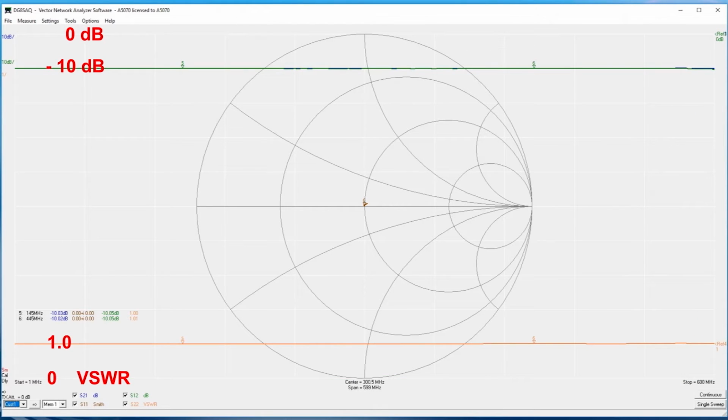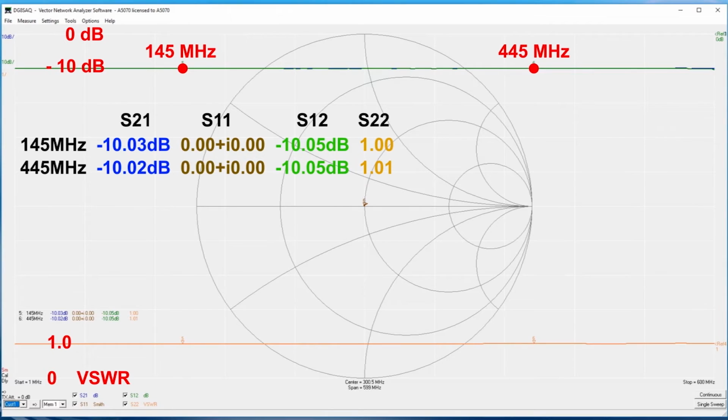Let's pause and look at the result. Remember, the frequency scan was from 1 MHz to 600 MHz. There are two markers shown here at 145 MHz and 445 MHz, and the values of the plots at these two frequencies are given in a table displayed at the lower left. Here is that information in a little larger type.